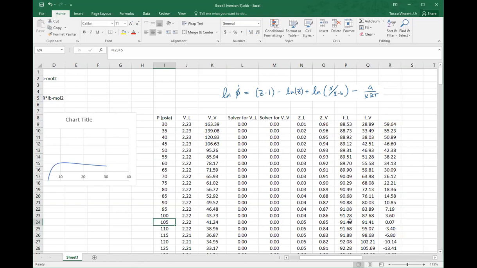And at this point, if you wanted some more accuracy, I could zoom in here and guess 106, 107, 108, and so forth. But every time I do this, I'm going to have to goal seek and use Solver to find it via the liquid and via the vapor. So if I want some more precision in this answer, it's going to be a little bit more tricky.